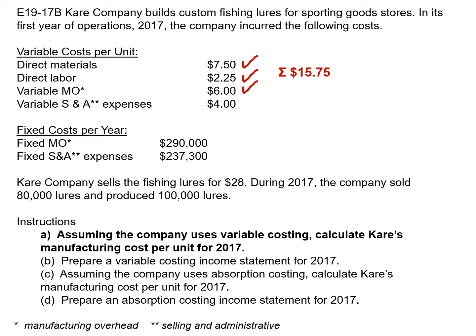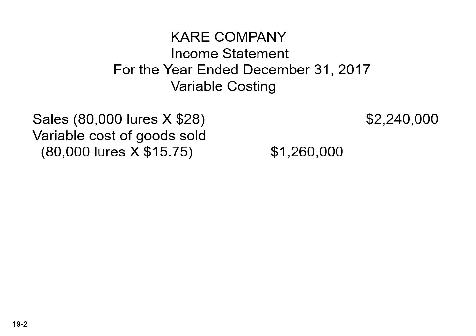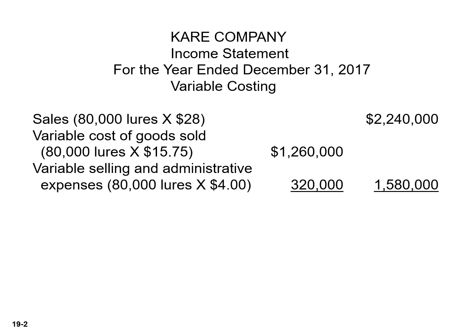A couple of things I want to point out before we go to the income statement. We sold 80,000 lures, but we produced 100,000. So again, we sold 80,000, and you're going to multiply that by the selling price of $28. Our variable cost is going to be the 80,000 times $15.75. We're also going to include our variable selling and administrative expenses of $4 times 80,000.